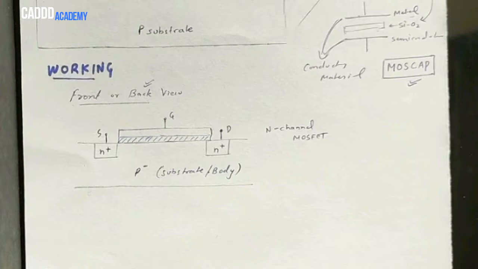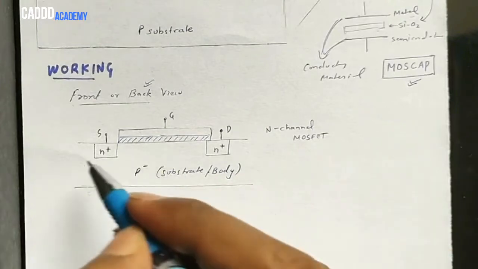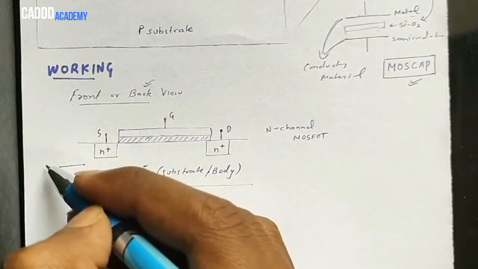So here we are making a P minus region. For the P minus region we are using a small amount of boron atoms. We are doping the intrinsic semiconductor with a small amount of boron, and we are getting what? A P minus substrate. Okay, and we have a terminal, which is what? The body terminal.